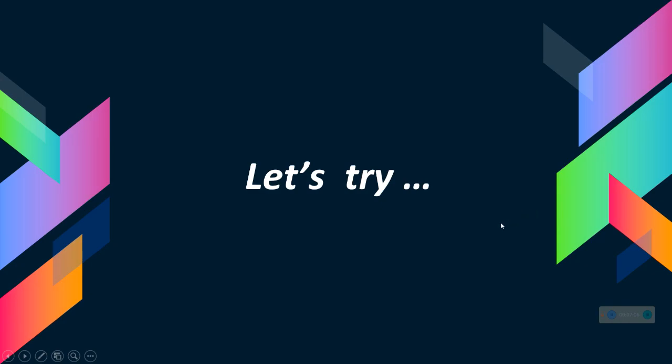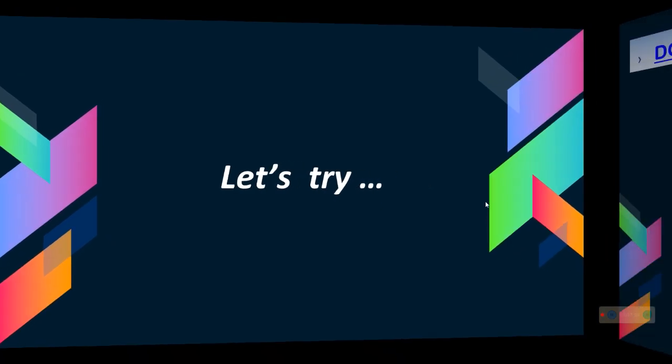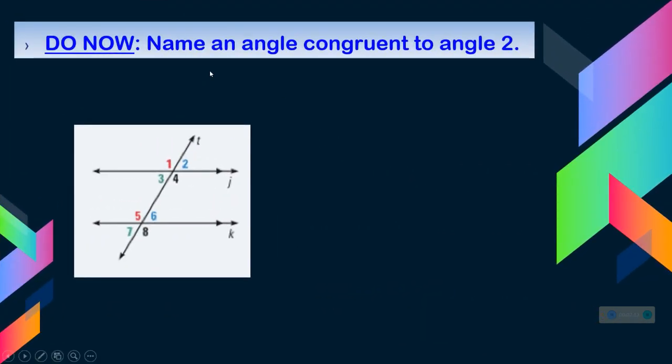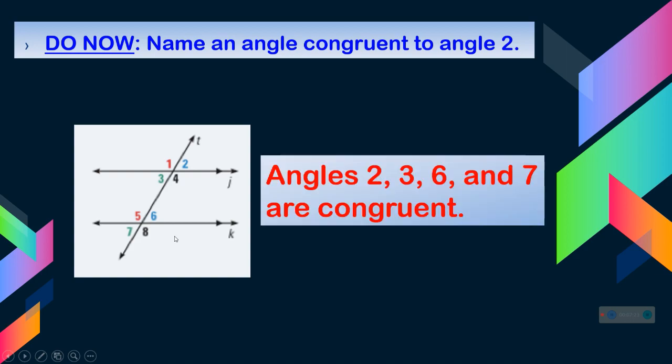Okay, so let's try if you really understood the properties of parallel lines cut by a transversal. So you are going to name an angle congruent to angle 2. Okay, so what are the angles here from numbers 1 to 8 that are congruent? That's correct. We have angles 2, 3, 6, and 7 are congruent angles.